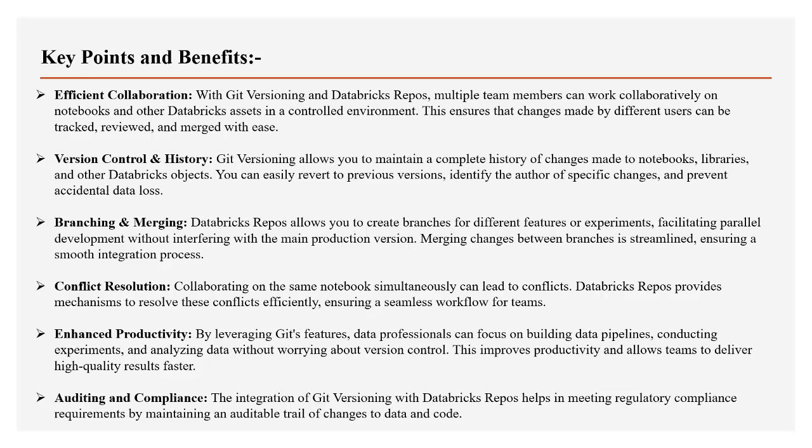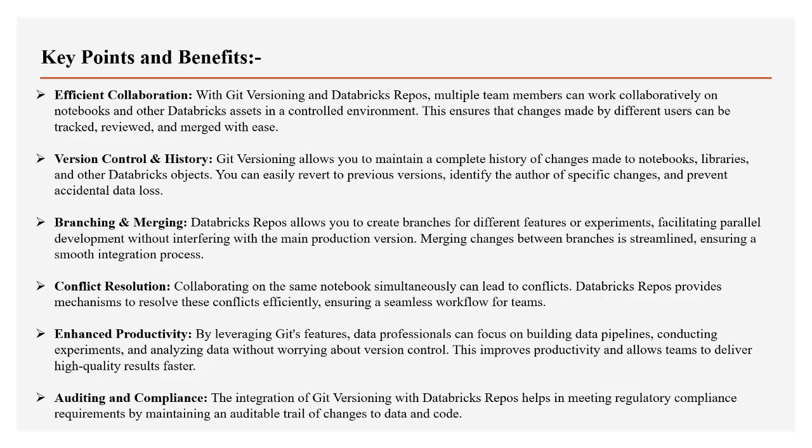Version control and history. With the help of this versioning tool, you can see what is the last change on that specific file and what is the new change. So with the help of that, you can easily track. If you lost anything, you can easily track with the help of the history. Git versioning allows you to maintain a complete history of changes made to a notebook, library, and other Databricks objects. You can easily revert to the previous version, identify the author of the specific change, and prevent accidental data loss. Right.